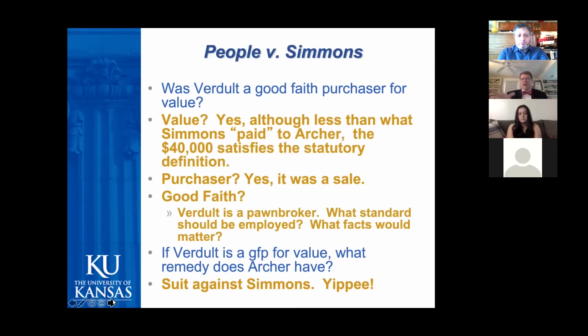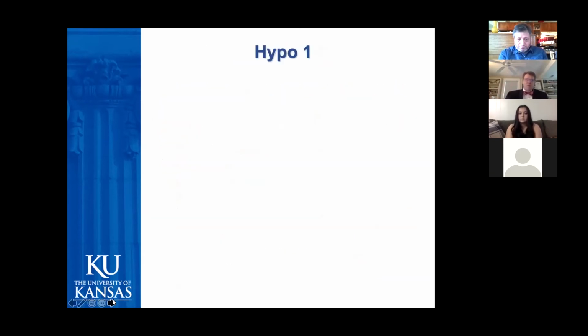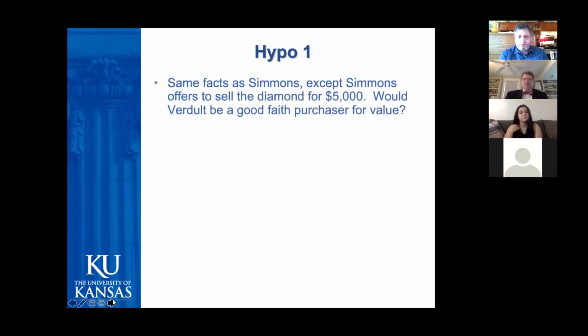So we've engaged in a little bit of a discussion of a case. And then the next thing we would do, having understood that case a little bit in law school, we would go through some hypotheticals and maybe play with the facts of the case, changing the facts to see how the doctrine would respond with new facts. So let's go ahead and give that a try if we can. So we'll call this one Hypo 1. The same facts as in the Simmons case, except that Simmons offers to sell the diamond for $5,000.